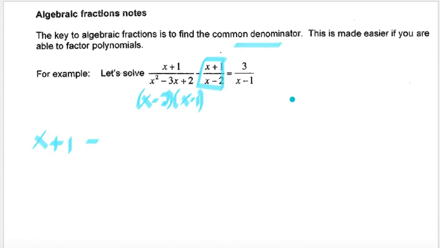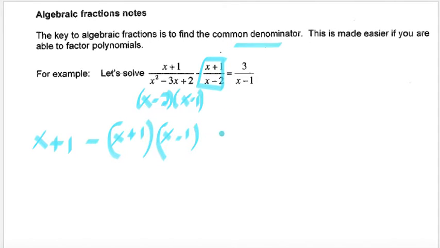It's kind of like, how do you get 3 sixths to be a certain amount of twelfths? Well, you got to multiply by 2. When you multiply by 2, you get that 6 twelfths is the same as 3 sixths. So it's the same idea. So I need to multiply the top and the bottom by x minus 1. So this is kind of painful. I have x plus 1 times x minus 1. That'll be the new numerator for this piece.